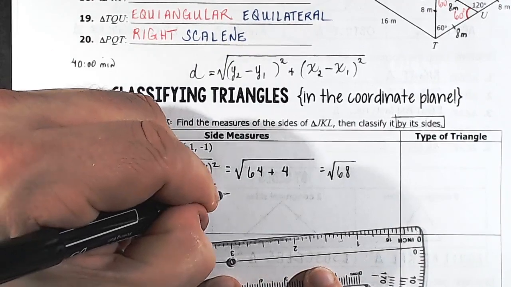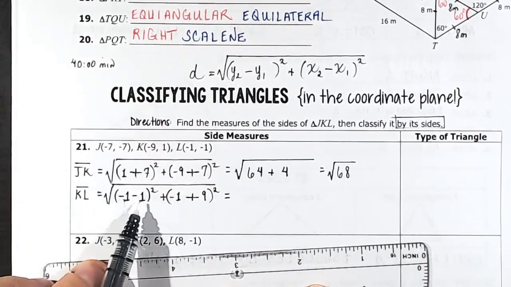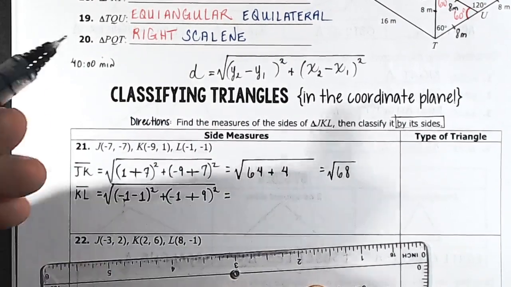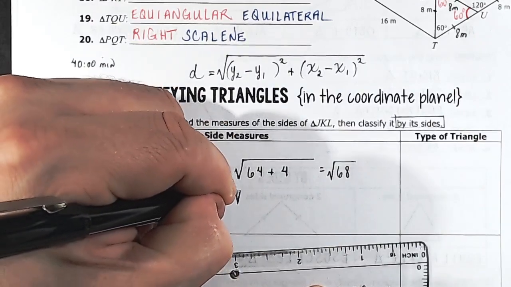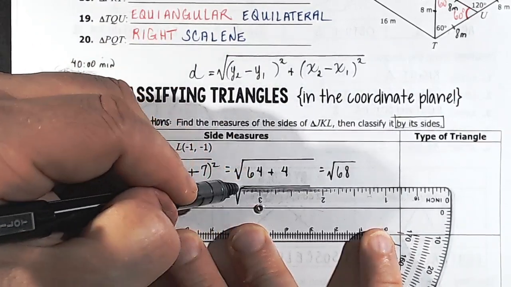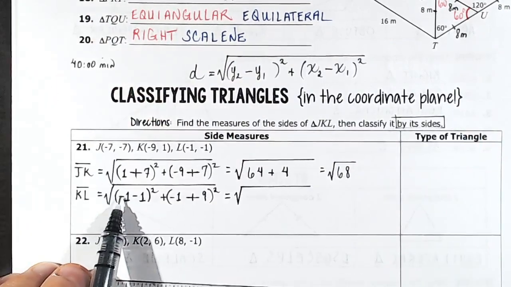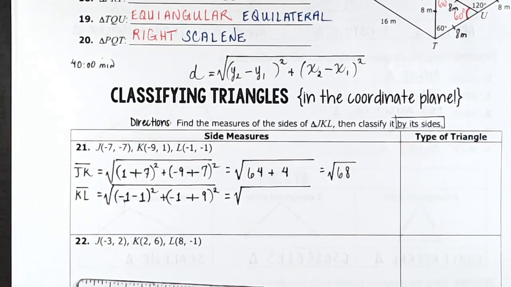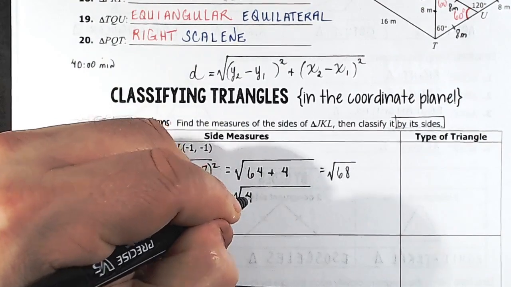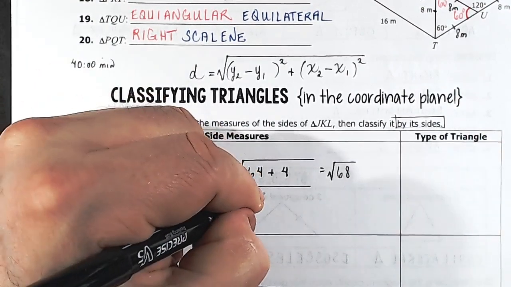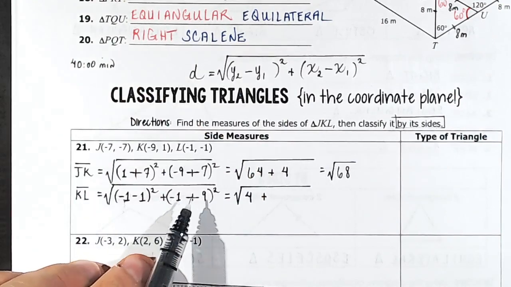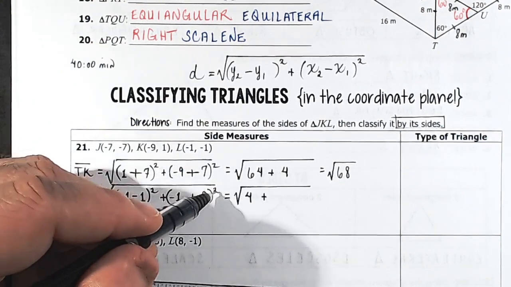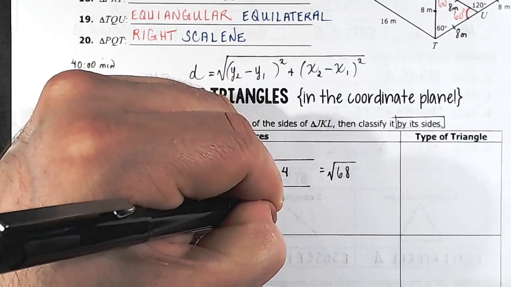Right? And now our next step is just to simplify what's inside the parentheses and then square that result and write those products here. So negative 1 minus 1 is negative 2. And negative 2 squared is positive 4. So I'll write that here. Plus negative 1 plus 9 is positive 8. And positive 8 squared is 64. So I'll write that here.